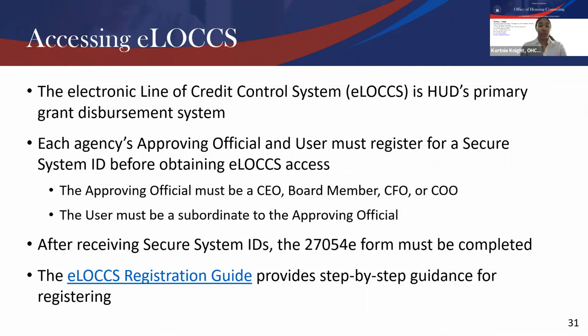The approving official must be the CEO or executive director of an agency, a board member, a CFO, or a COO. The user must be a subordinate to the approving official. After receiving the Secure System IDs, the 27054E form, which is like our eLOCCS application form, must be completed to obtain eLOCCS access. Below is a link to our registration guide, which is very detailed and gives you step-by-step guidance on how to register for the system.